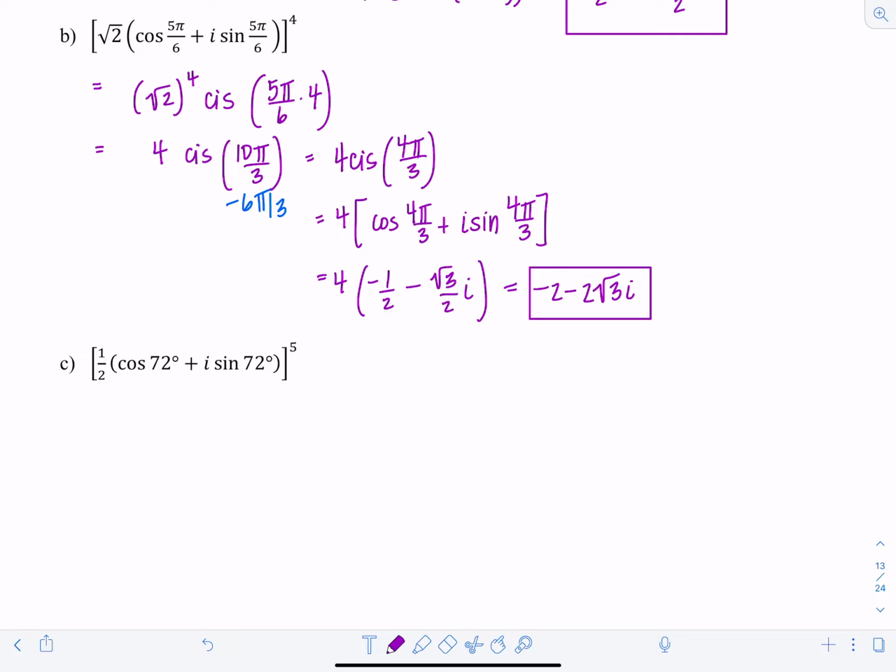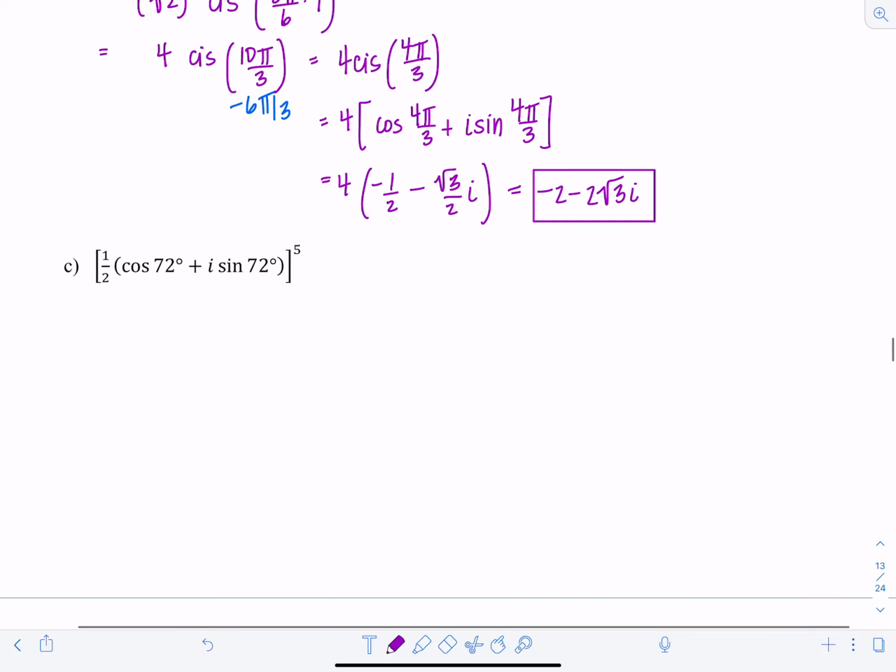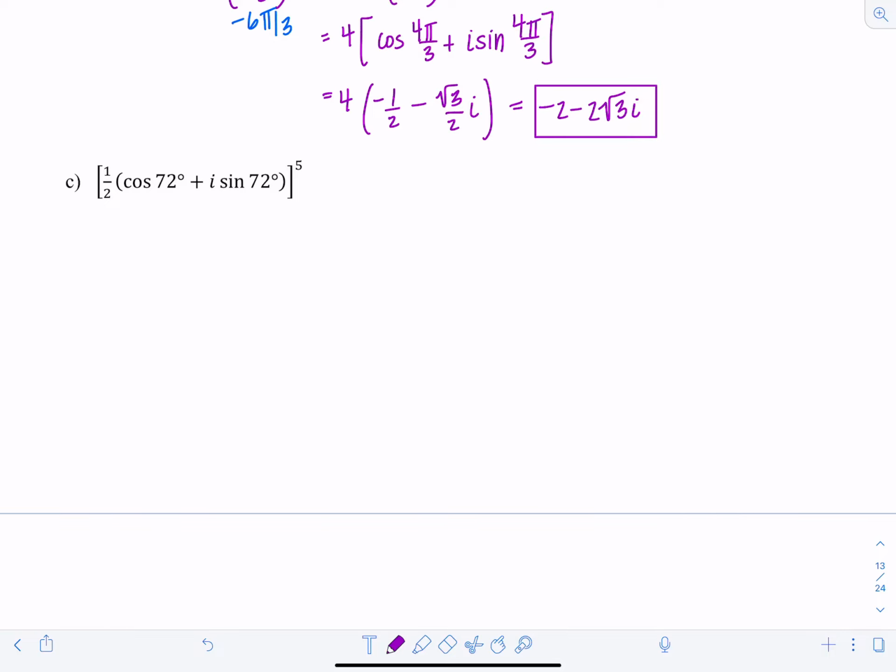One last one. So we have 1/2 cis 72 raised to the 5th power. So again, you just start off taking r, raise it to whatever n is, and then I'm going to have cis 72 times 5 degrees. So 1/2 to the 5th, that's 1 over 2 to the 5th, which is 32. And then cis 72 times 5 is 360.